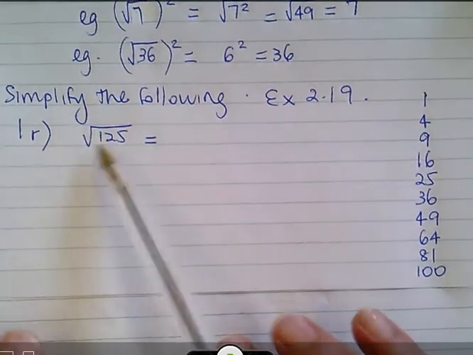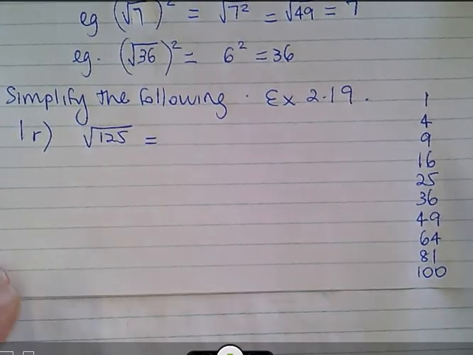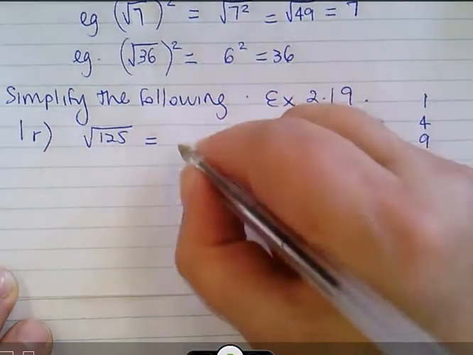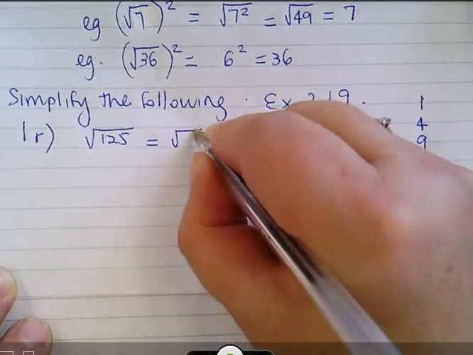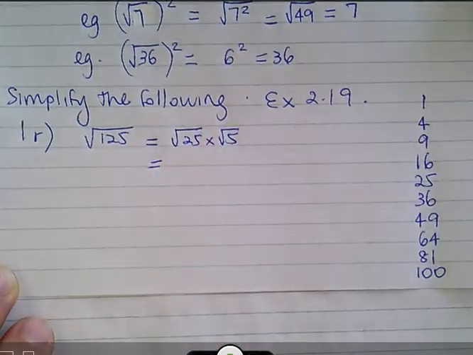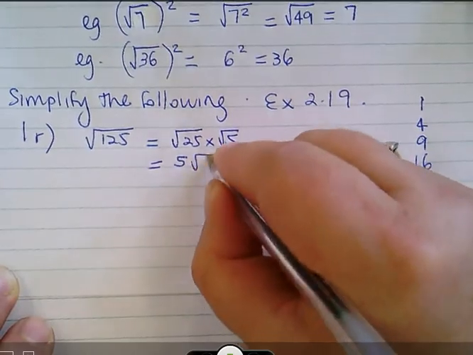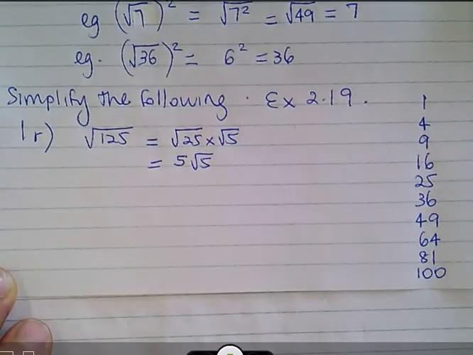But remember, one of the factors that I choose for 125 has to be a square number. What number goes in nicely? Yes, so you're going to write this as the square root of 25 times the square root of 5, because the square root of 25 is 5. So it's 5 times root 5, which we just write as 5 root 5.